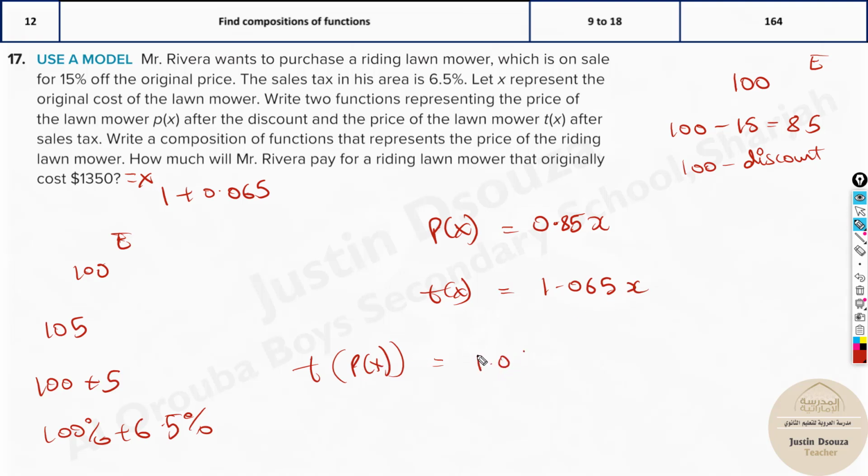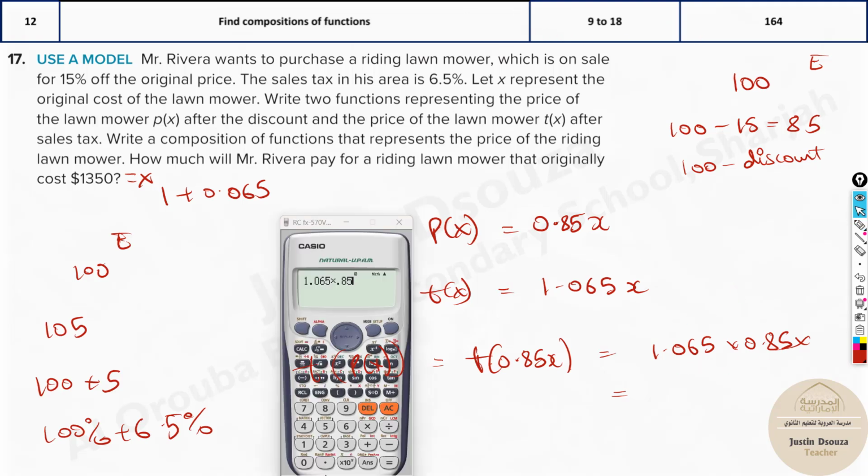So now first of all, we'll write it in terms of this. This is what P of X is, 0.85x. Now all you do is multiply this x by 0.85. So it'll be 1.065 multiplied by 0.85x. Now when you multiply this, you get the answer. All I've done is type this out, and the answer is 0.91.